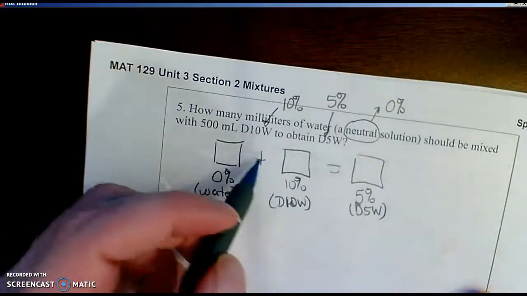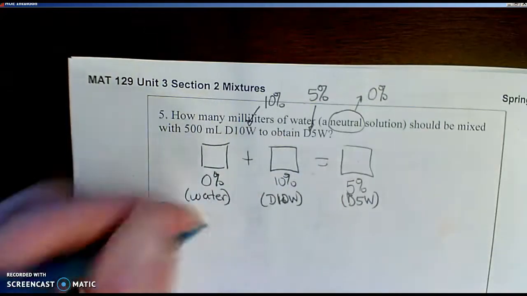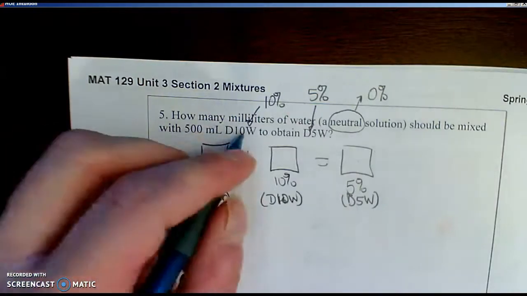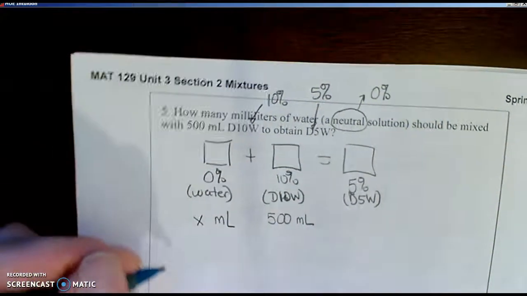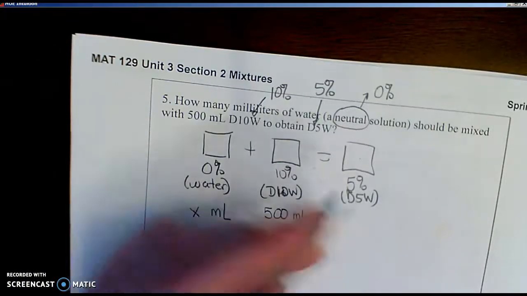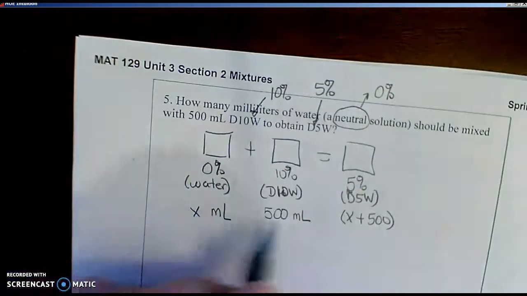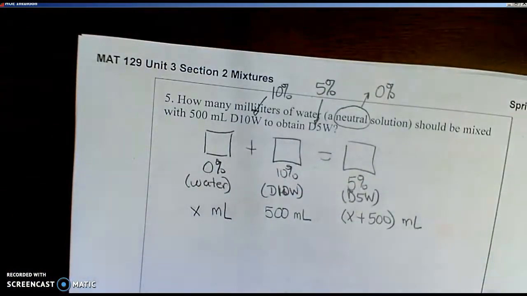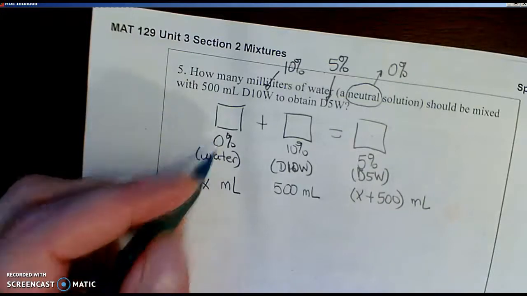So, okay, now let's look at the volumes. How many milliliters of water? So what's going to answer the question is the number of milliliters of water. So we'll make that X milliliters here. Should be mixed with 500 milliliters of D10W. So that's going to be 500 milliliters here. To obtain D5W, well, we're not told how much volume this is in the mixture, but we can write that up as X plus 500, right? Because we know that this volume plus that volume must equal the total volume of the resulting D5W. So our equation is the same way we've been doing it, that the percent times the volume.